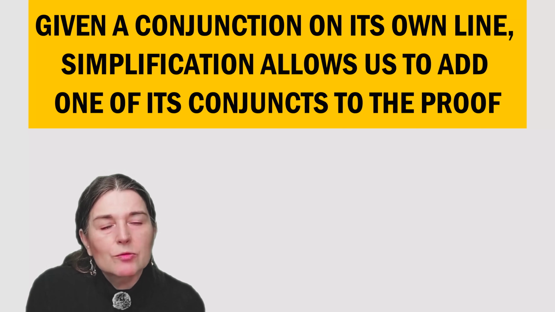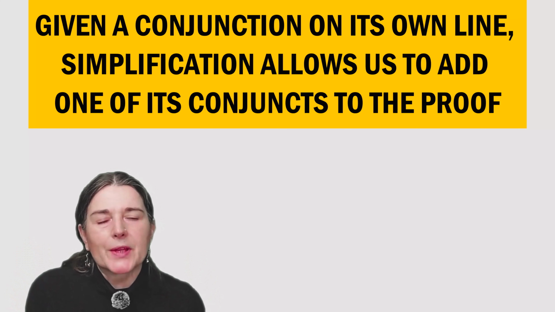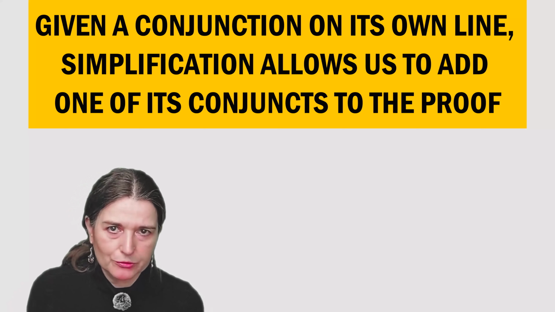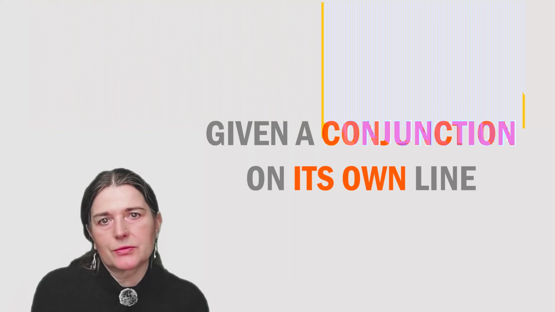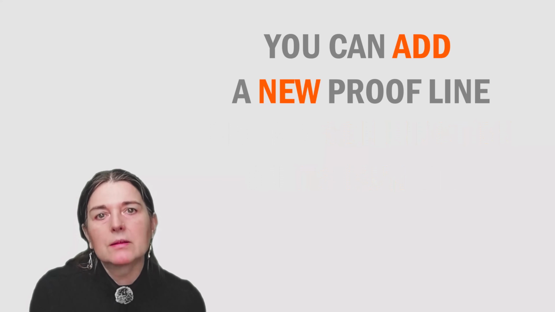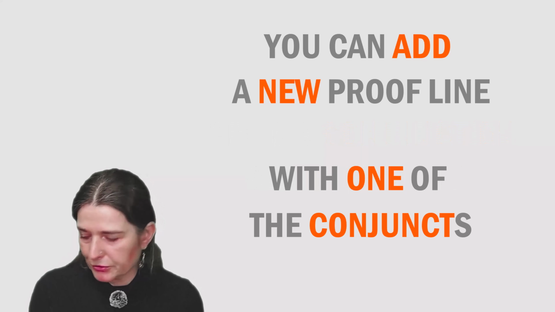I presuppose that you already know the conjunction rule. The simplification rule allows us to simplify a conjunction, i.e. to add one of its conjuncts to the proof. So basically, if you have a conjunction in your proof already, however complex, you're allowed to add one or the other of its conjuncts to the proof.